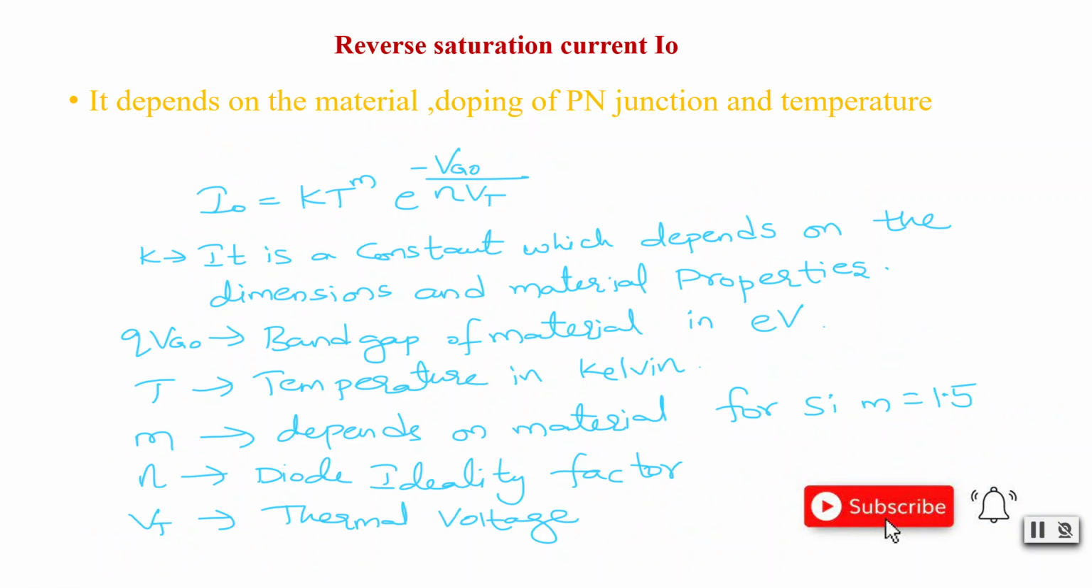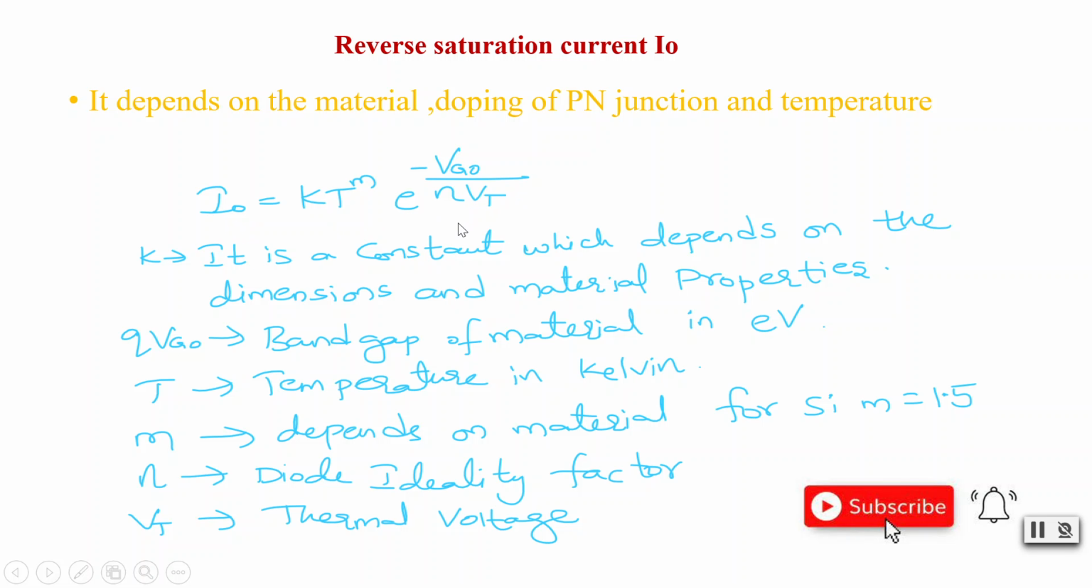And next we have the reverse saturation current IO. This reverse saturation current IO depends on the material and doping of the PN junction as well as temperature. When we derive this formula, we get K T power M e power minus Vg naught by eta Vt. Here K is not the Boltzmann constant, it is another constant which depends on the dimensions and metal properties. Here Q times Vg naught is nothing but the band gap of the material in electron volts. So the band gap is related to the reverse saturation current.